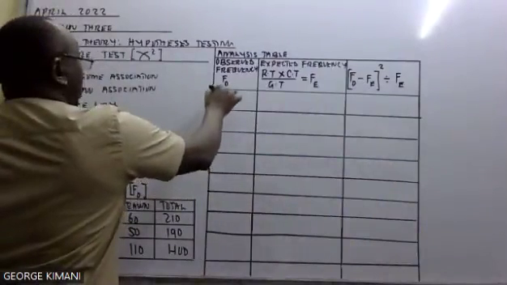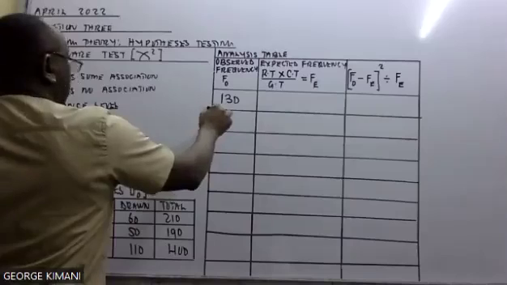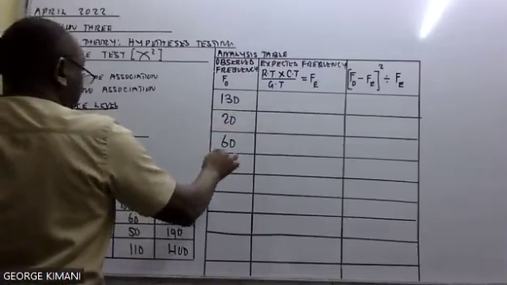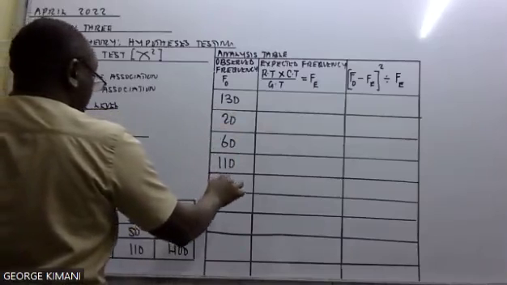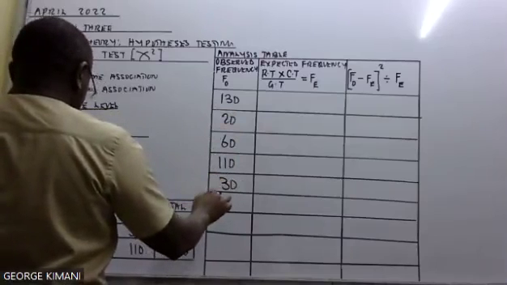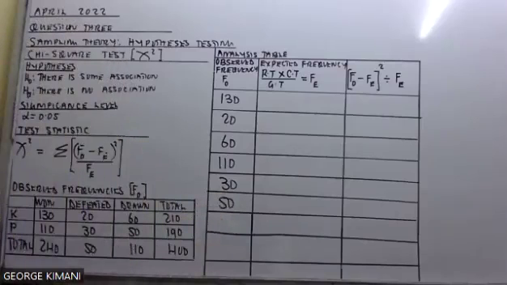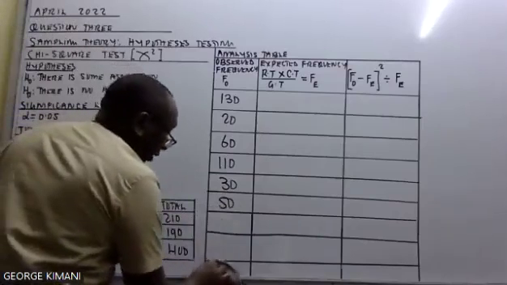So this is 130, 20, 60, 110, 30, 50. There were even 6. I don't know why I was thinking they are 9. Okay.